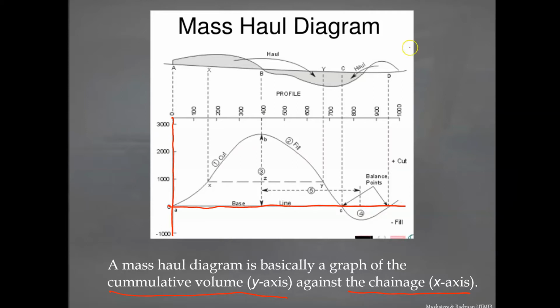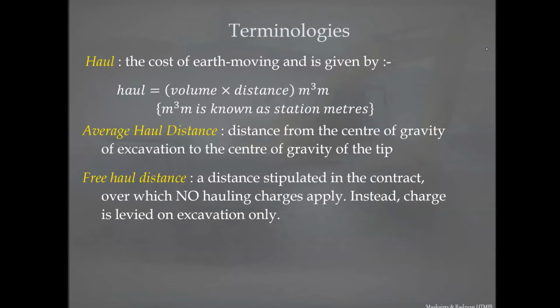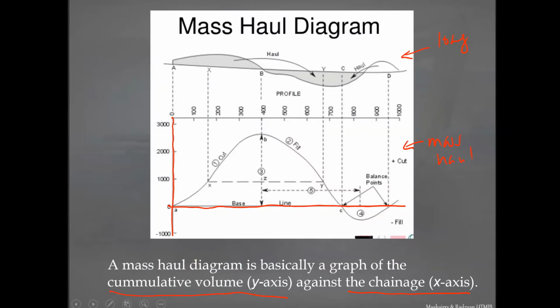The figure up here is the profile, the longitudinal section, whereas this is the mass haul. Let me just get back to where we were previously. So this is the long section. If you look at this part here, we're going to start from A. If we move towards B, we'll be excavating.